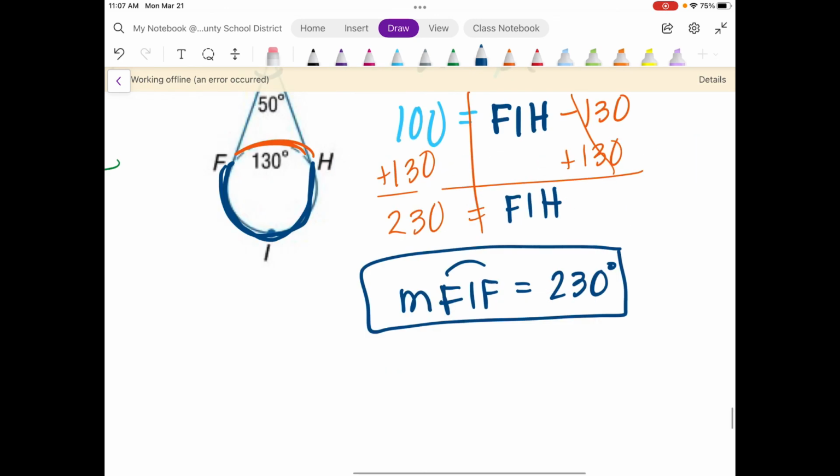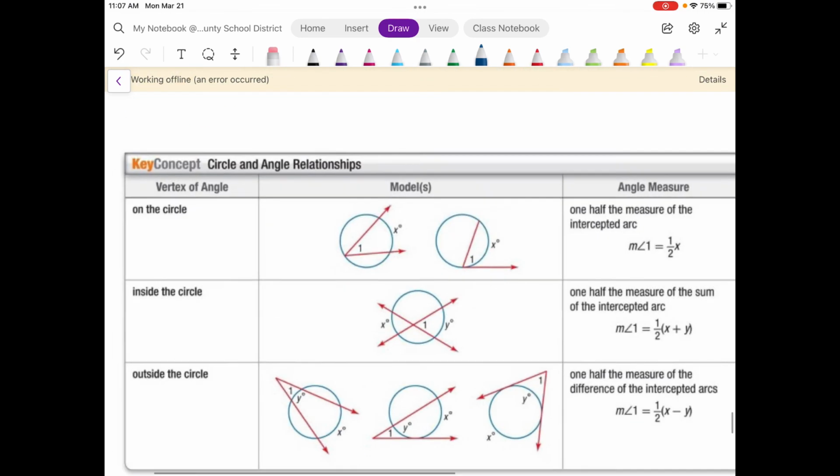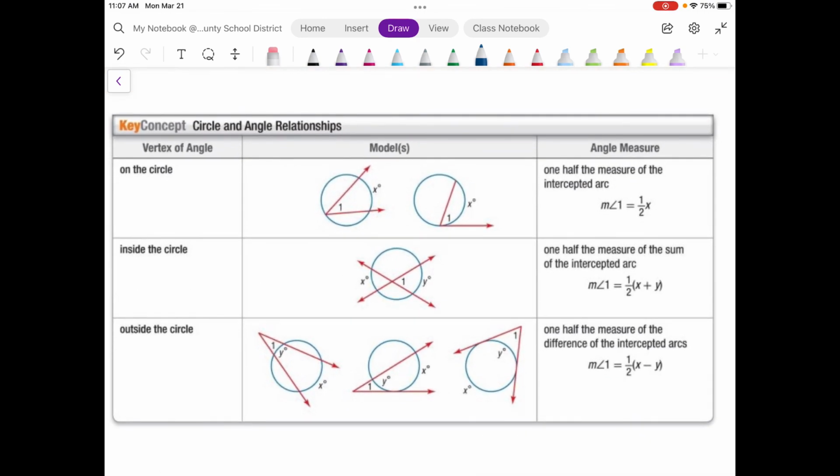Okay, the last part, we just have this table that kind of ties it all together for us. So if the vertex of the angle is on the circle, so notice how the angle is on the circle, I'm going to take 1/2 the measure of the intercepted arc. So angle 1 would be half of x. If the angle is inside the circle, so notice how it's inside the circle, I'm going to add up the 2 ends and then divide by 2.